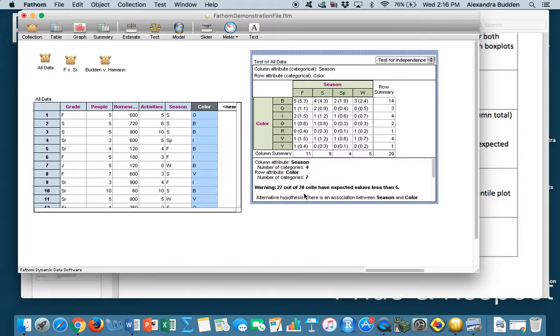If it is the case that your expected values are less than 5, you're going to need to talk to either your mentor or myself, Ms. Budden, about how to overcome that.